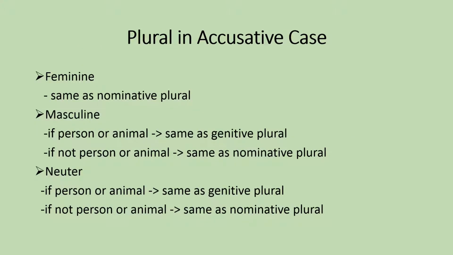Plural in the accusative case. For feminine nouns, the accusative plural is the same as the nominative plural. For both masculine and neuter nouns, the following two rules apply. If the noun represents a person or an animal, the accusative plural is the same as the genitive plural. Conversely, if the noun does not represent a person or an animal, the accusative plural is the same as the nominative plural.